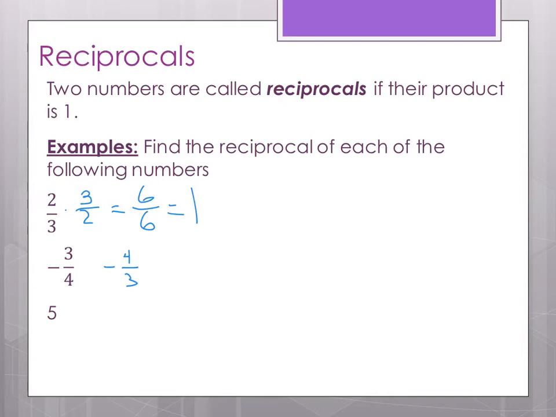And last, we have the whole number 5. 5 we can represent as a fraction by writing it over 1. So if we were to flip this and find the reciprocal, we would say the reciprocal of 5 is 1/5.